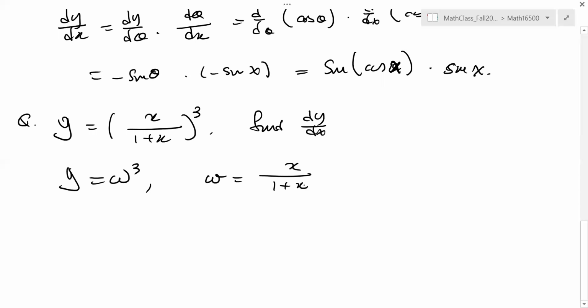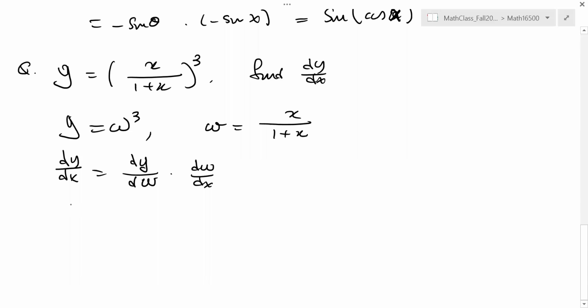I cannot express w in another form. This is probably the simplest form, x over 1 plus x. Okay. Then I have to find dy over dw and then dw over dx. The first part is easy, right? So let's do that. This is going to be the derivative of y, and that's 3w squared, okay?